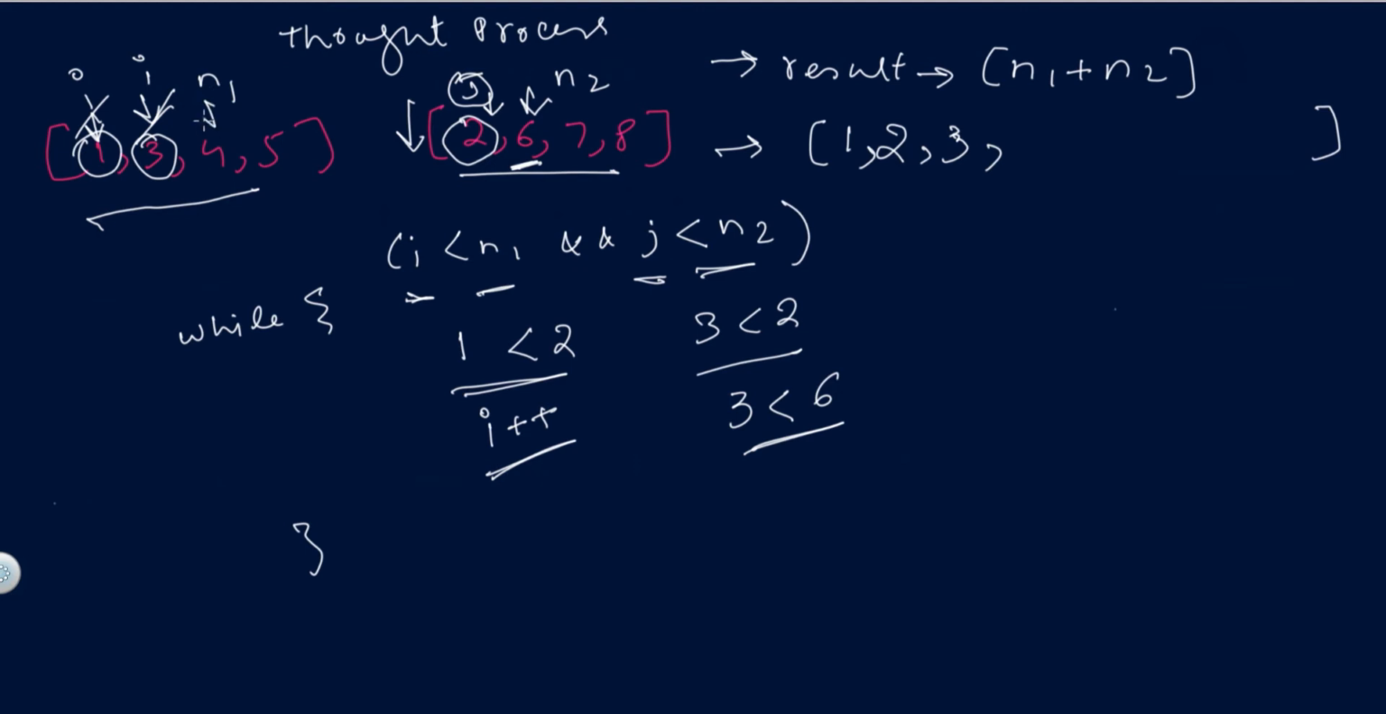So i will be here, and when i is here and j is on index 1, we will compare again. We will compare 4 is less than 6 or not. Of course it's less than 6. So 4 will be pushed into our resultant array.